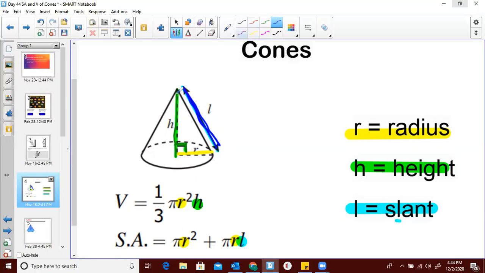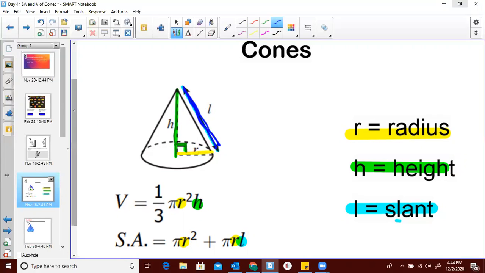A little correlation here, you can see that the height, the radius, and the slant all together create a right triangle. So you won't have to deal with this on this particular test, but maybe down the road in another grade, you might see a cone and they don't give you a piece of information, but you'll be able to find out all of the information. Say they give you the height and the radius, you can find the length. Or if they give you the length and the radius, you can find the height and vice versa.